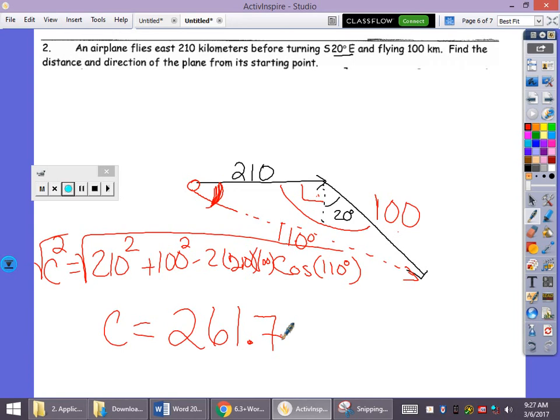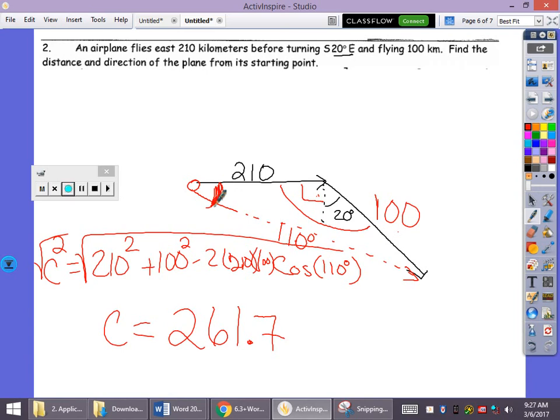261.7 is the length of this line. And it is the hypotenuse. Well, it is not the hypotenuse, but it is the longest side of the triangle, so it should have the biggest amount. So if you got a number smaller than 210, something went wrong, because it needs to be the biggest number. Now I need to find the angle, this angle here.